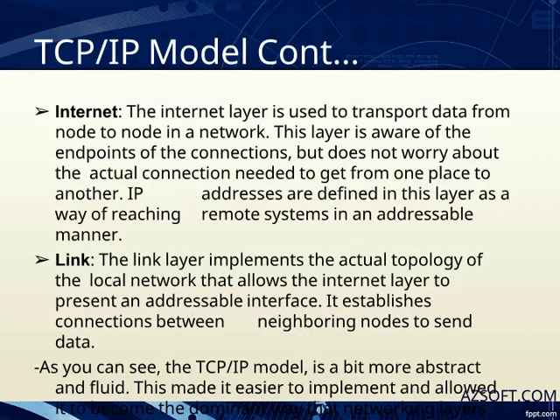Link. The link layer implements the actual topology of the local network that allows the Internet layer to present an addressable interface. It establishes connections between neighboring nodes to send data. As you can see, the TCP/IP model is a bit more abstract and fluid. This made it easier to implement and allowed it to become the dominant way that networking layers are categorized.